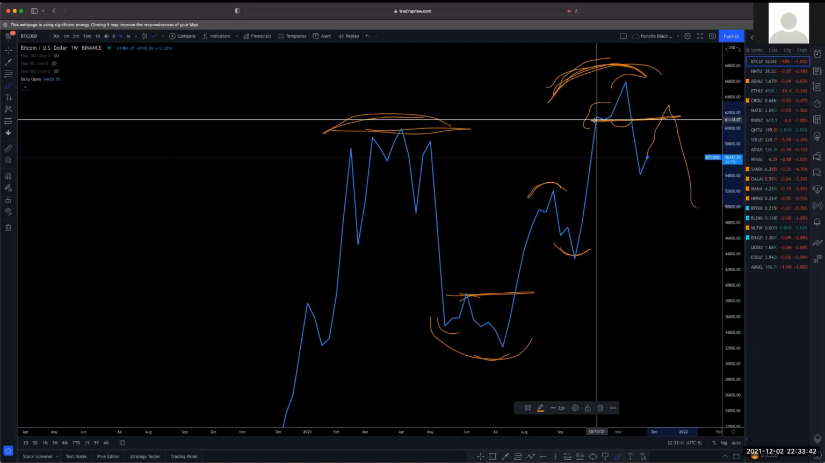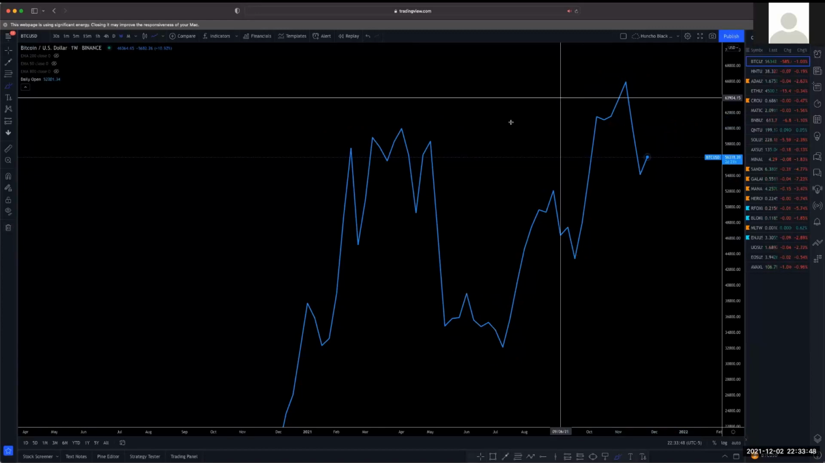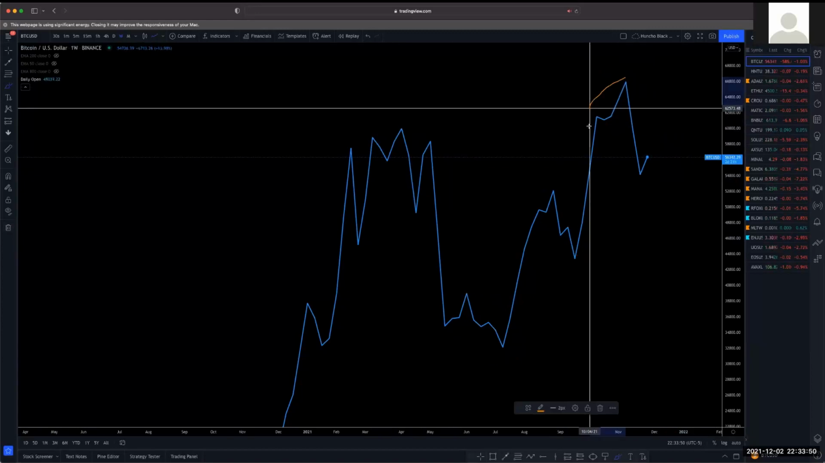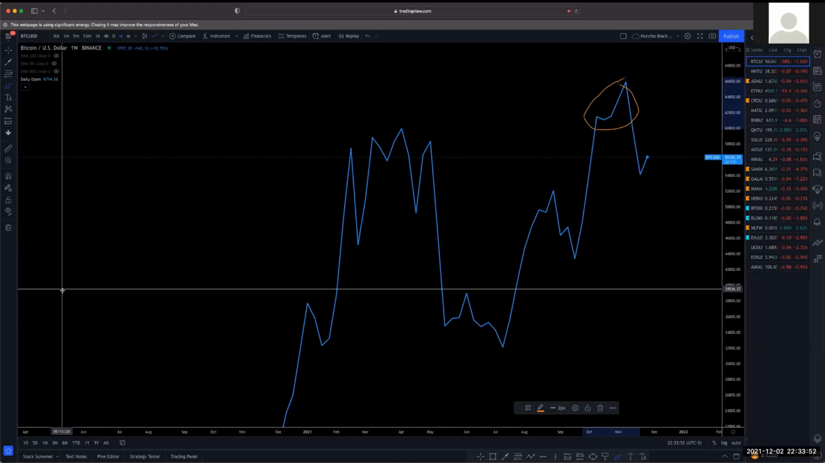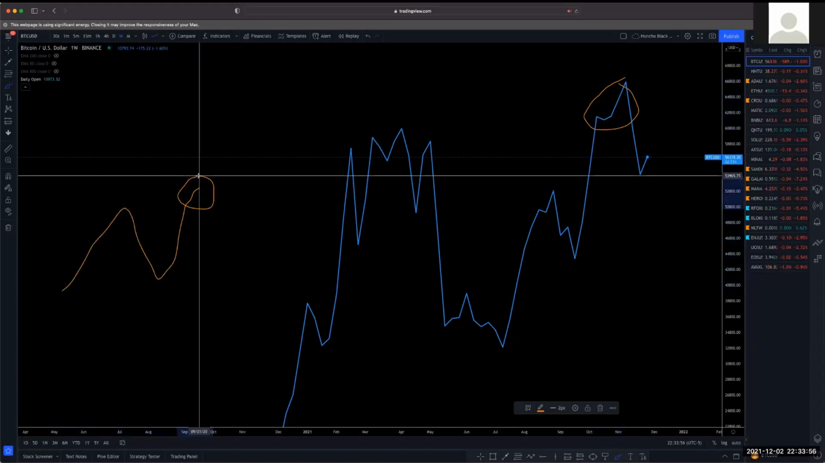Because we now broke structure right here to the downside, we are now bearish. So on a weekly perspective, we're bearish. On a monthly perspective, we're still bullish. We're just at a high. So what comes after a high on a monthly perspective? What comes after a high on any time frame? For every high, there's a what?